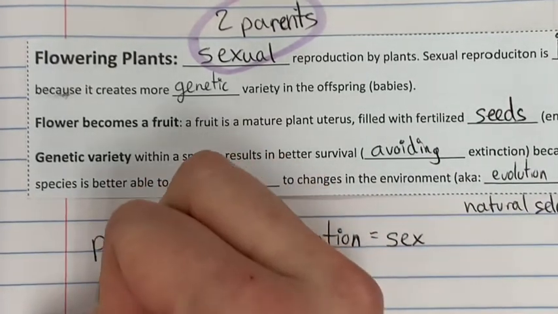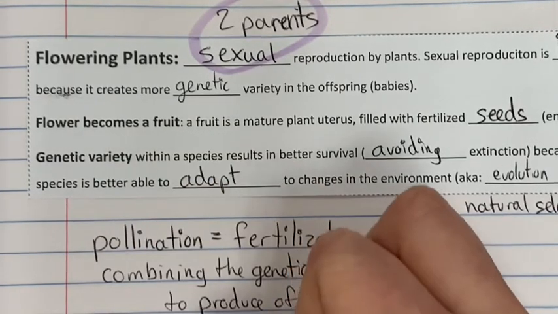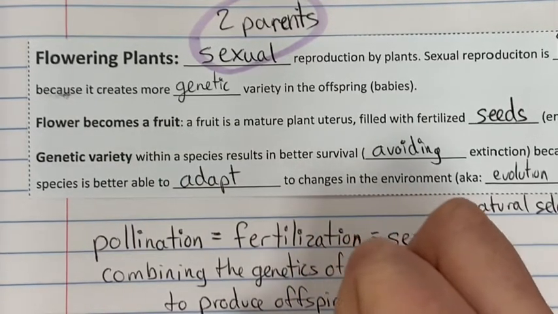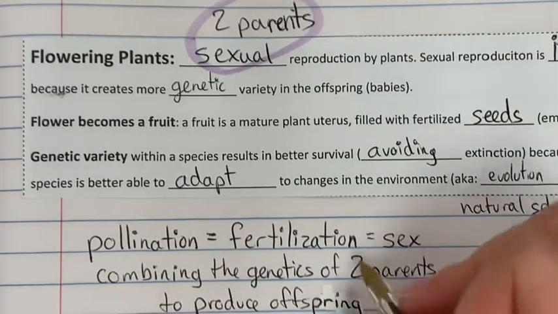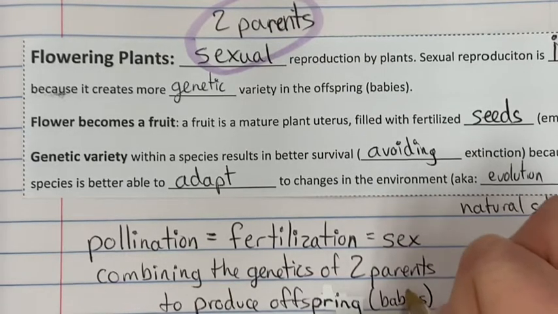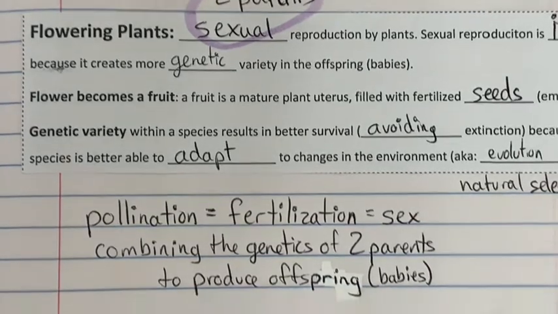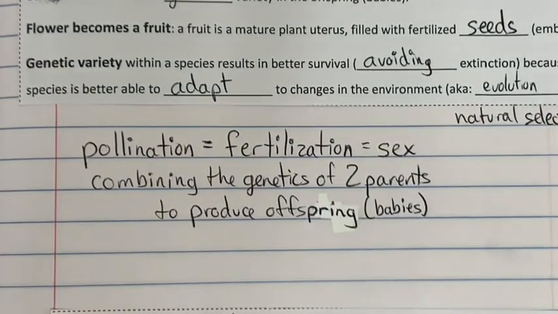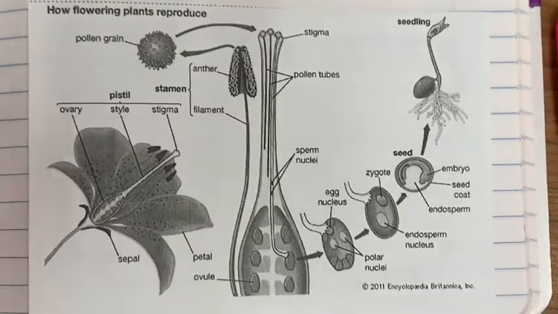Okay? We are combining the genetics of two parents. And we combine those genetics of the two parents to be able to produce offspring. The offspring, talking about babies. So we're making babies by combining the genetics of two parents. All right? That is fertilization. Then we're talking about a flowering plant. We call it pollination. Okay, we're going to start over here.